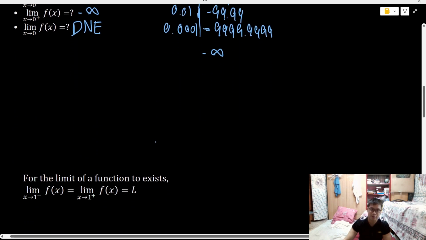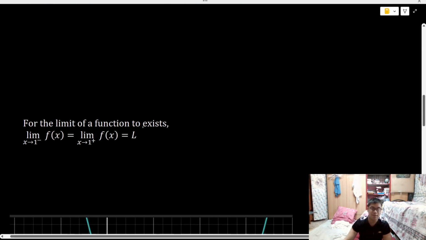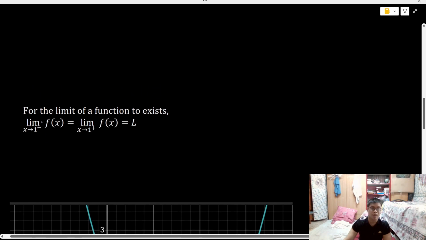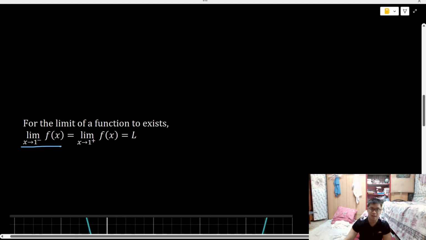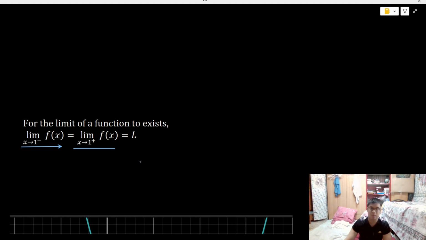Anyways, so for the limit of a function to exist, we have the limit from the left equal to the limit from the right. In other words, to put it this way, the limit from the left and the limit from the right should be equal to each other. Both of them should approach one value. Otherwise, the limit will not exist.